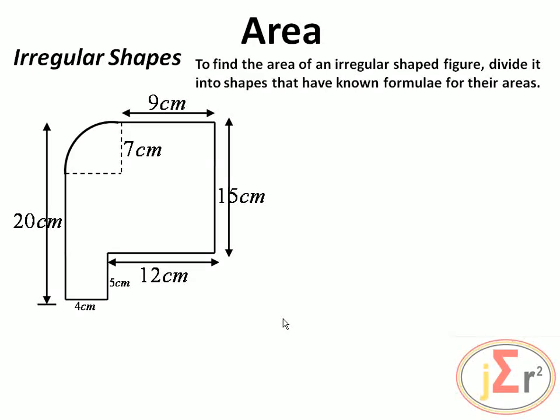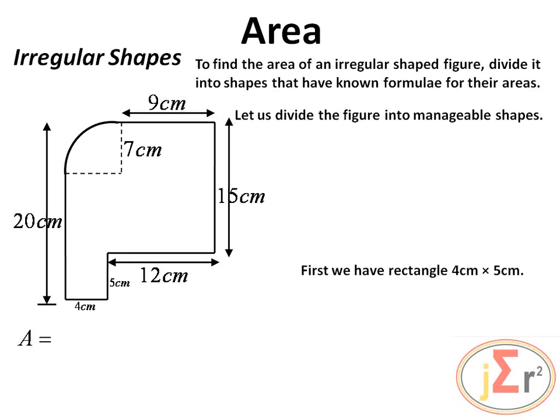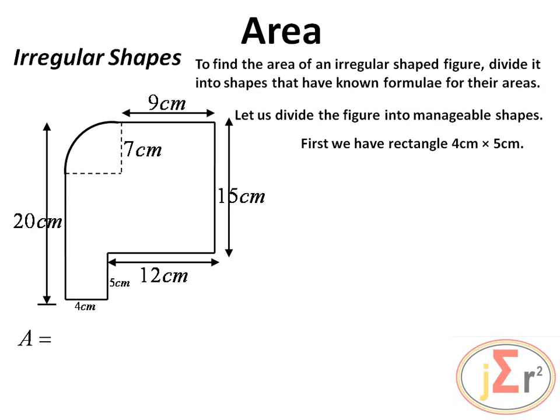And of course, we have irregular shapes, and we are going to find the area of the irregular shape figure. And in order to do that, because it is irregularly shaped, we are going to divide this figure into areas of which we know the formulae. So, how do we do that? So the first section that we are going to divide that into is a rectangle that is 4 centimeters by 5 centimeters. So 4 by 5, that one right there, 4 by 5.